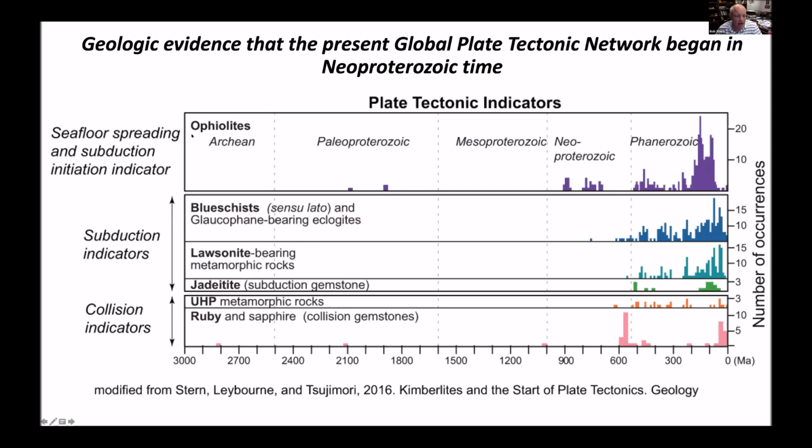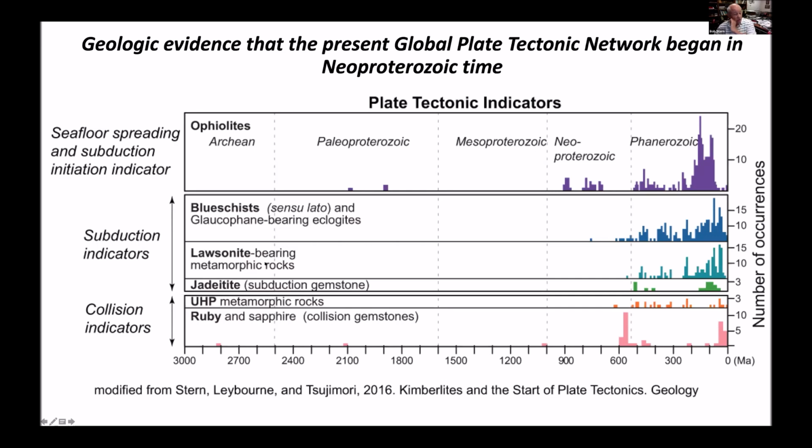And in spite of what the previous speakers have said, the presence of Archean ophiolites is very controversial, and those who publish those things are usually embarrassed by what they say later. There are some Paleoproterozoic ones at this time of interest. The good ophiolites are Neoproterozoic and younger. The subduction indicators, including blueschists, which have already been commented on, are limited to Neoproterozoic and younger time.